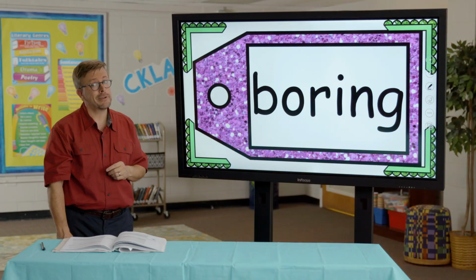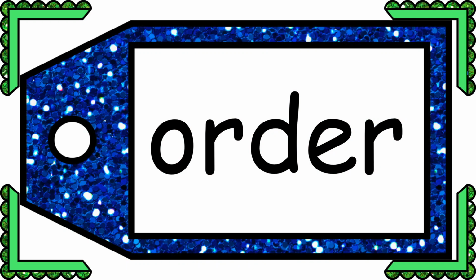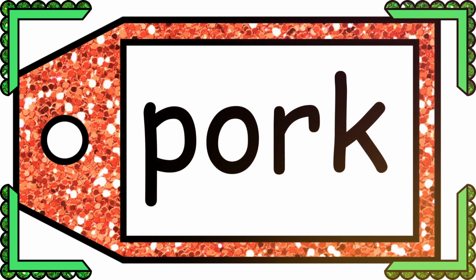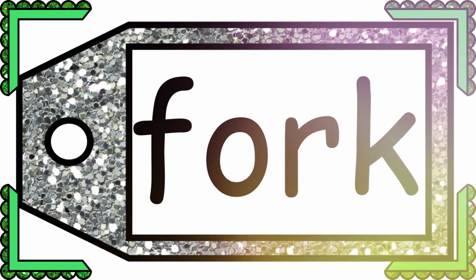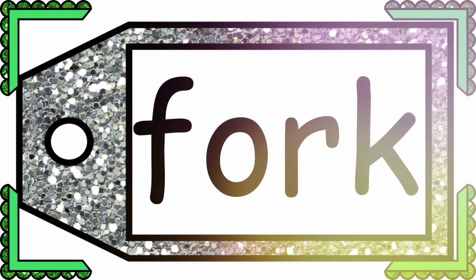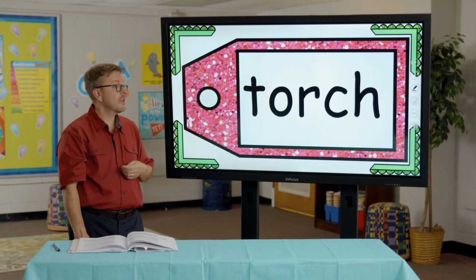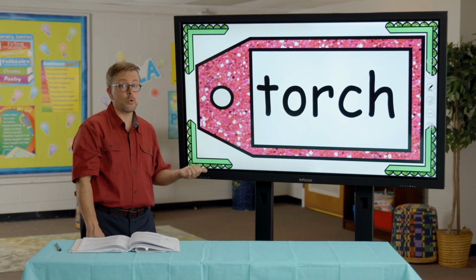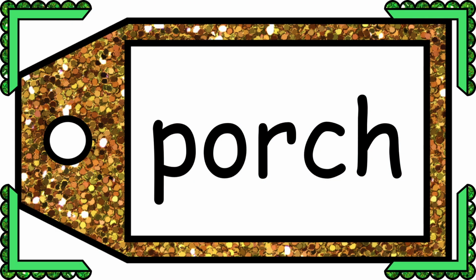Boring, right? Hopefully you're not saying this lesson is boring. Order. I'm going to place my order online and hopefully something good is going to come to me. Pork. That's a meat. That's the meat that comes from pigs that we like to eat. Fork. We use our fork to eat our pork. Torch. We might light a torch, or if you're studying the Olympics and you're listening and learning, you might remember they light a torch to celebrate. Porch. You might like to sit out on the front porch.